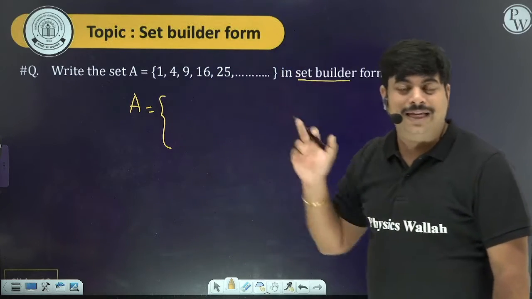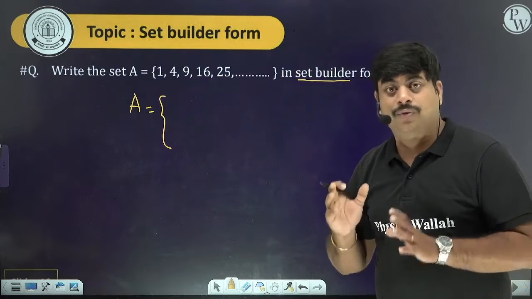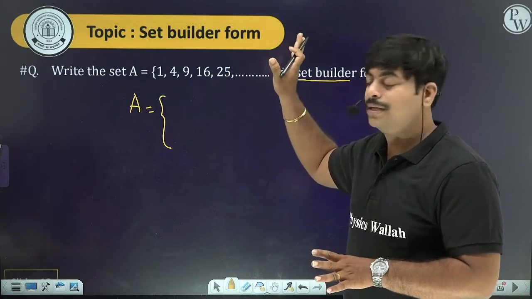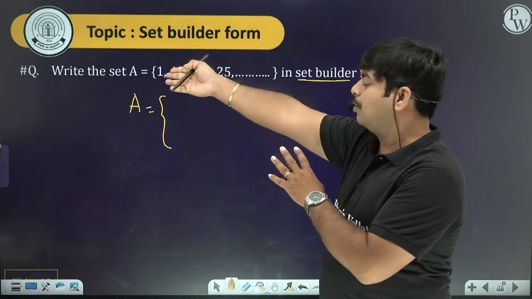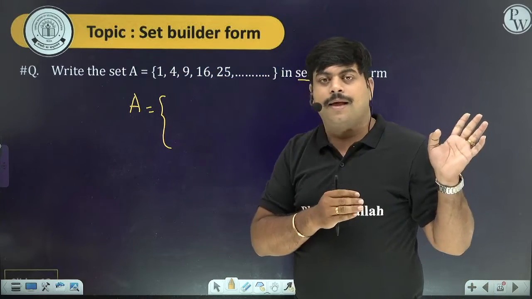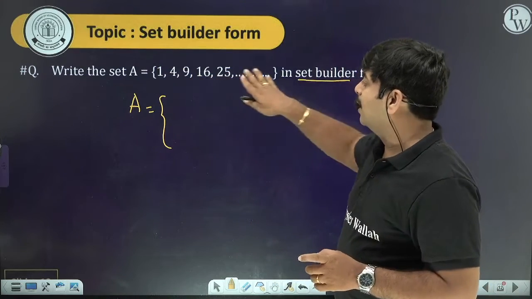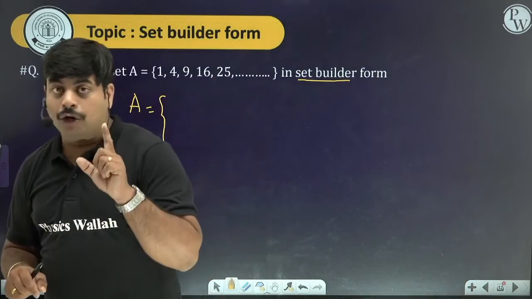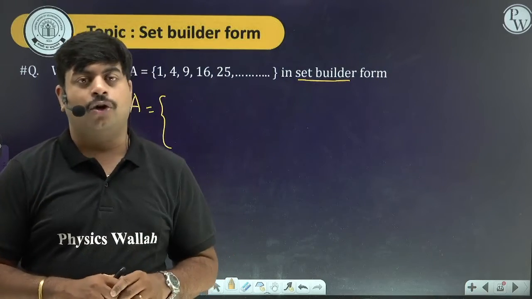All these are squares, right? So squares of natural numbers. Why only natural numbers? Because 0 is not there. If 0 is there, I need to include squares of whole numbers. So these are only squares of all natural numbers, not even integers. If we talk about integers, the negative values should also be counted.